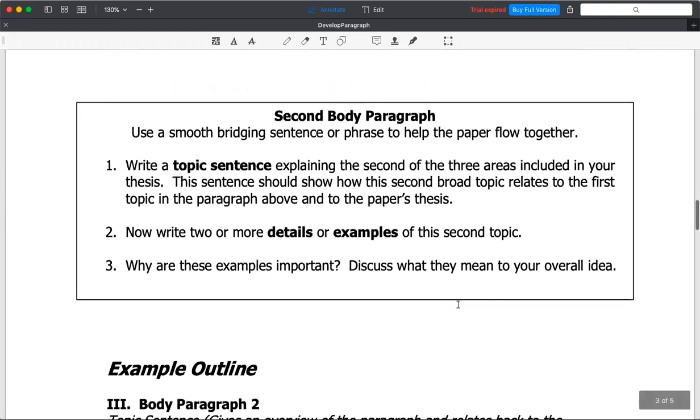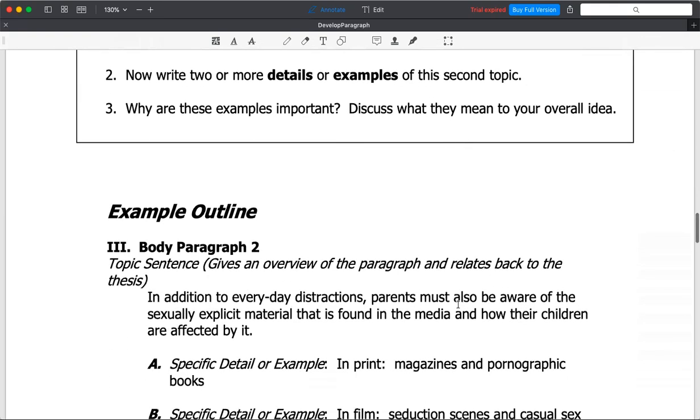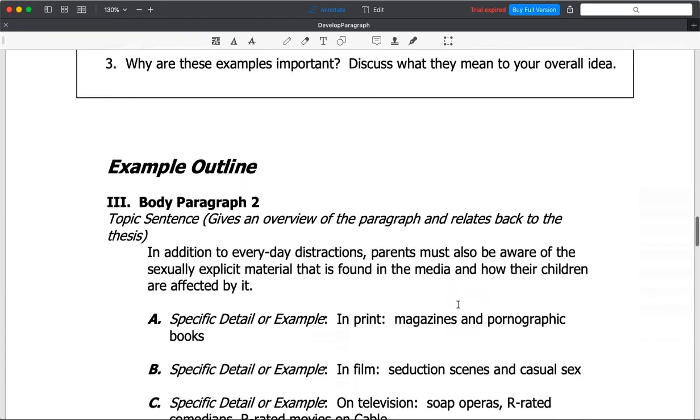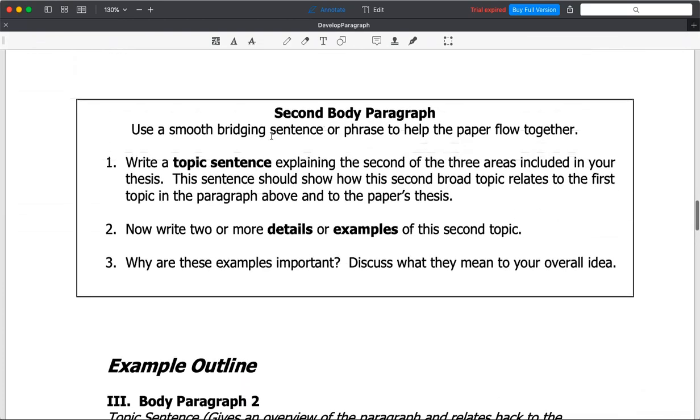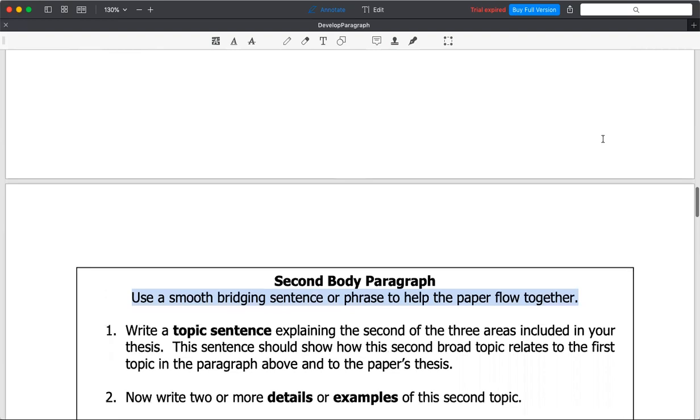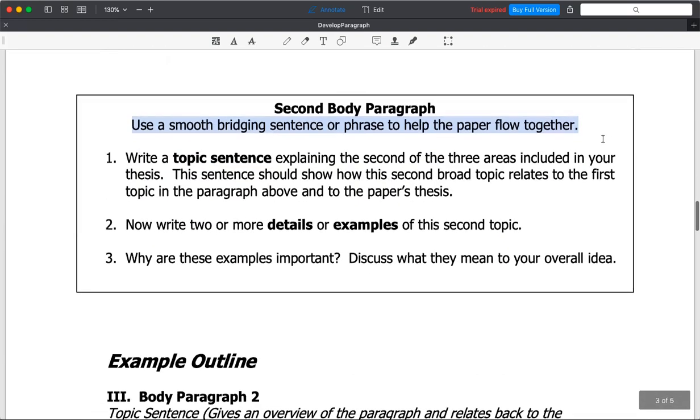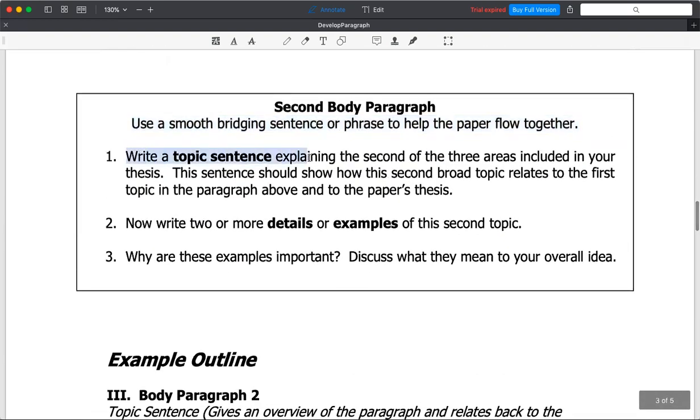For the second body paragraph, the organization is exactly the same, and the details and examples are also given in here. In the second body paragraph, you need to use a smooth bridging sentence or phrase to help move from the first body paragraph to the second body paragraph. You have a topic sentence to introduce it, to describe the details, and then you write down two or more examples to support, and then you have a concluding statement.